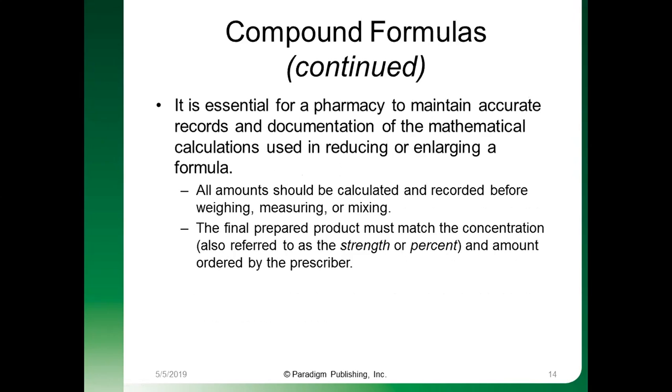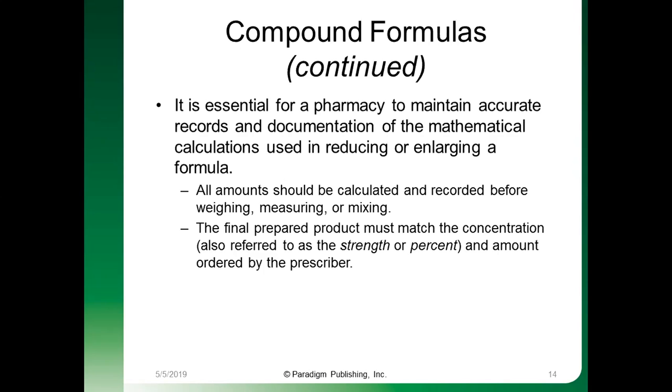It is essential for pharmacy to maintain accurate records and documentation of mathematical calculations used in reducing or enlarging the formula. Just like you have that recipe book, you will also have a compounding book in the pharmacy, and those are part of the rules and regulations. You need to have that information available if you ever get audited by the Board of Pharmacy. So you need to have that calculation book readily available with all the ingredients that you use.